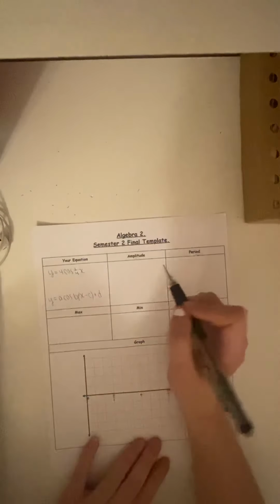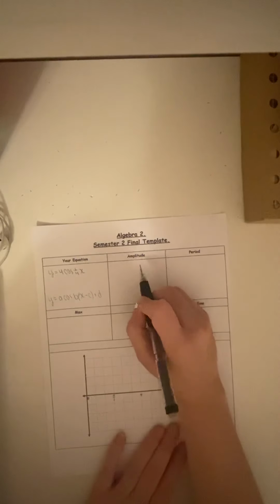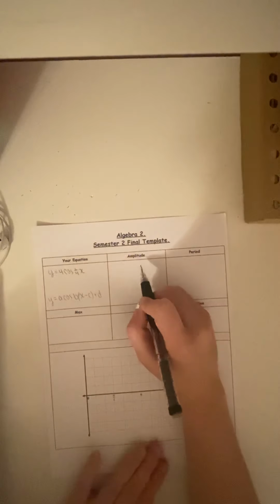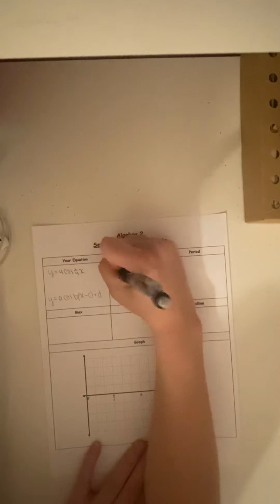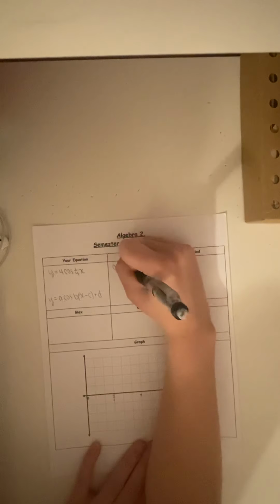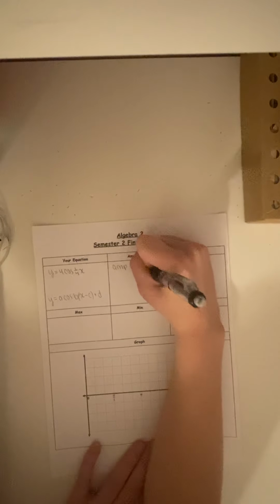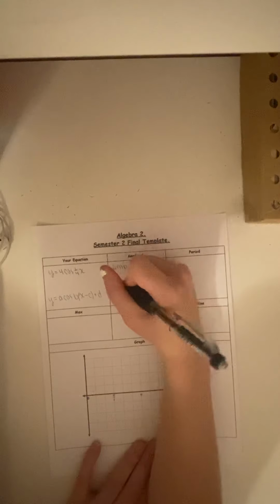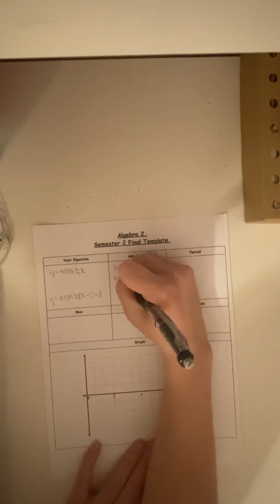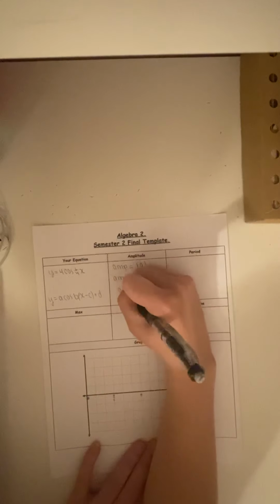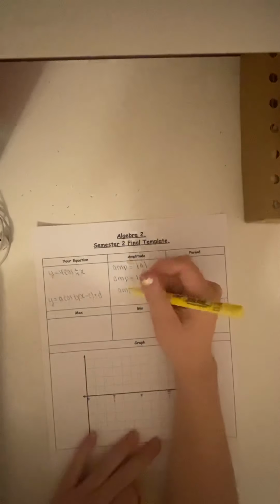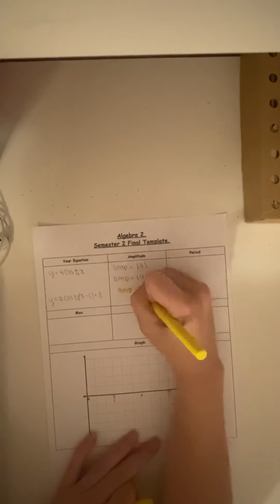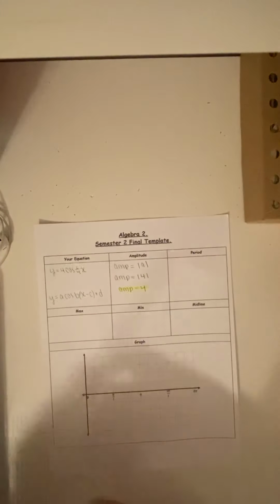So first we have to find the amplitude, which is the change in height from the midline. So the amplitude is going to be the absolute value of a. As you can see in our equation, our a is 4. So our absolute value of 4 is 4. Highlight that real quick so you can refer back to that.